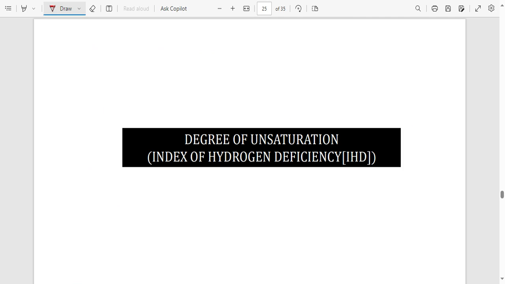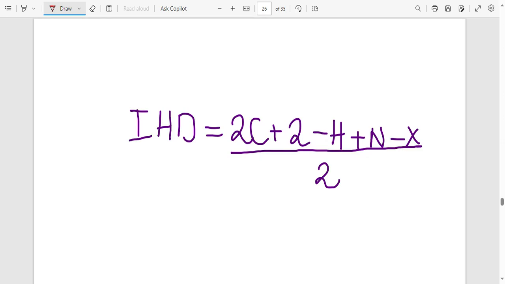And then the last concept in this class we need to understand is the degree of unsaturation, also called the index of hydrogen deficiency, IHD. IHD is given by (2C + 2 - H + N - X) over 2. The meaning of this is that you just get 2, you multiply with the number of carbon atoms, you always add a 2. Hydrogen always subtracts from IHD. X is representing halogens. Halogens, you always subtract from IHD. Nitrogen is representing group 5 atoms. Group 5 atoms always add to IHD.